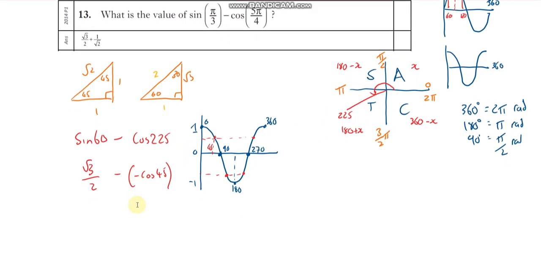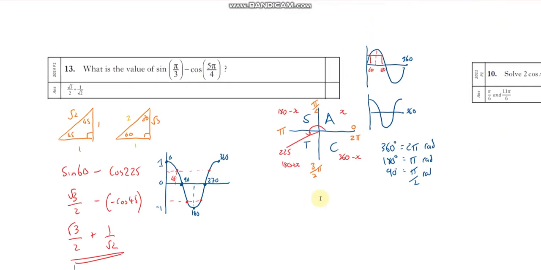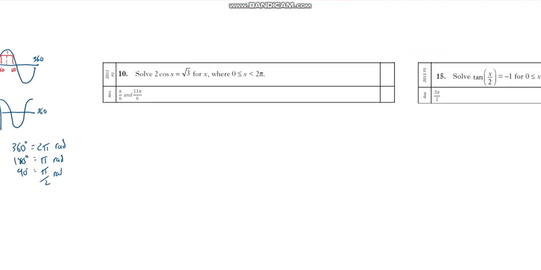Okay. So cos of 45 is 1 over root 2. So it's root 3 over 2. And that's going to be plus 1 over root 2. And that's your final answer. So this bit was quite easy. This was a slightly trickier bit of having to understand your CAST diagram. Okay, so the next one, same again.